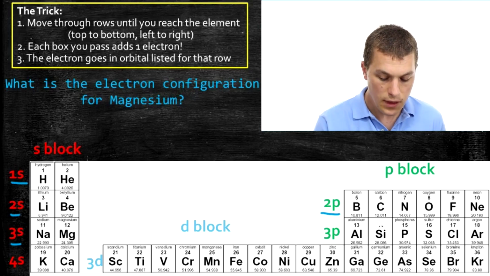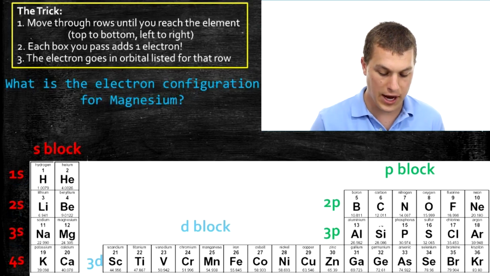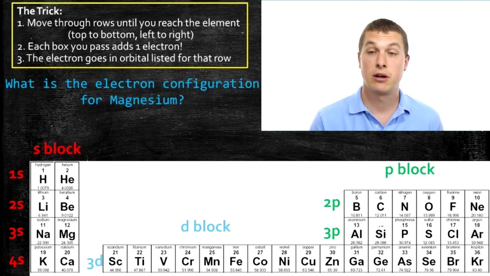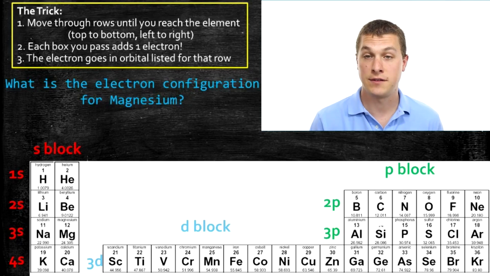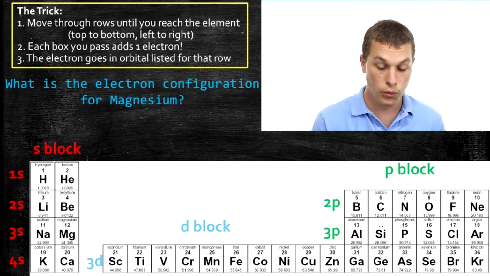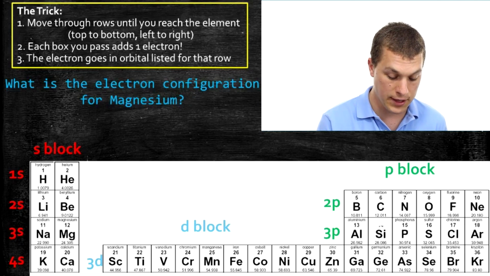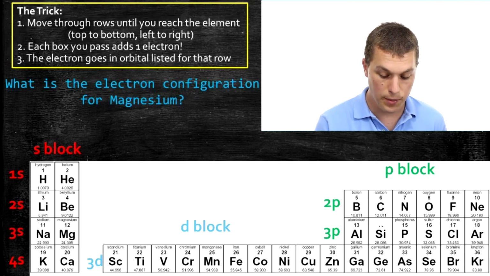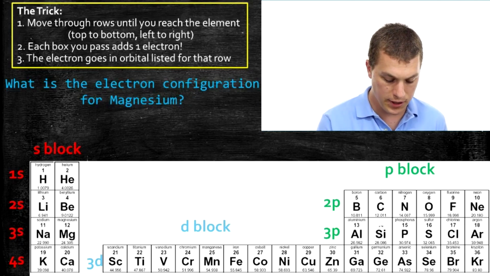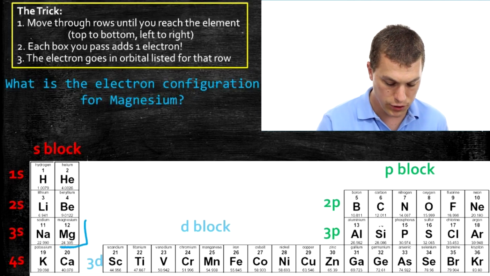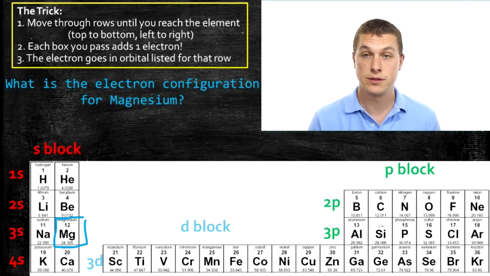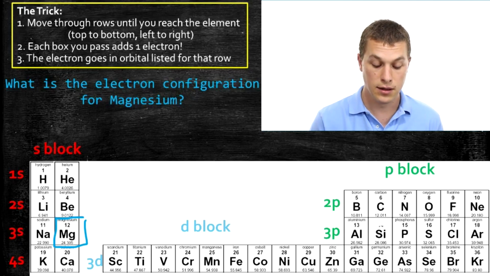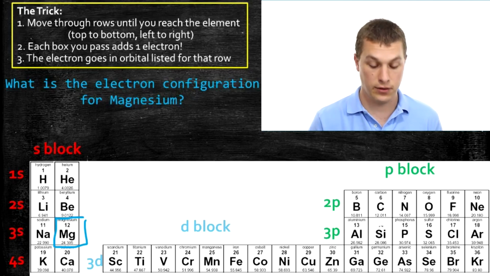All right, let me show you what I mean with a practical example. So now what we're going to do is we're going to write the electron configuration for magnesium. This trick takes a few times practicing. Once you get it, it's really easy. The first time you see it, it looks a little confusing. We'll do a number of examples so you really make sure and get it by the end of this video. All right, so we want to go to magnesium. Notice that magnesium on our periodic table is right here. So we're going to go all the way to magnesium, and we're going to go through the rows, top to bottom, left to right. And each time we go through a box, we're going to add an electron.